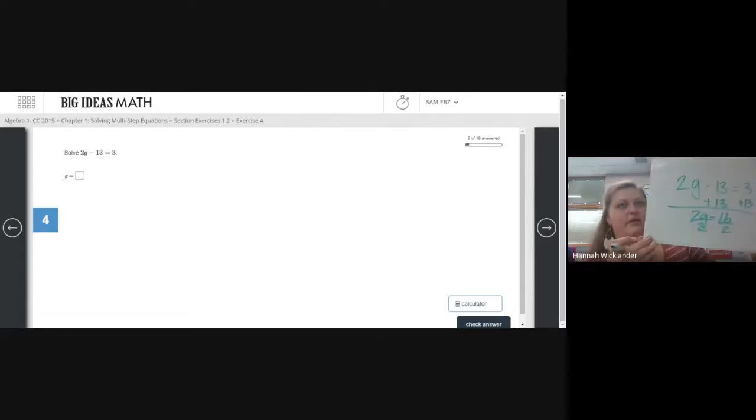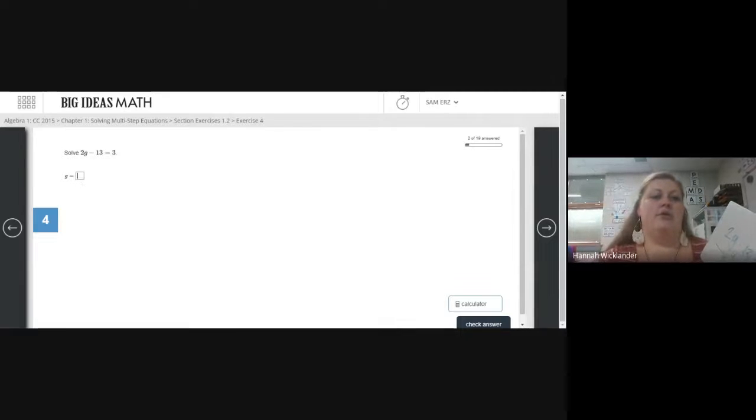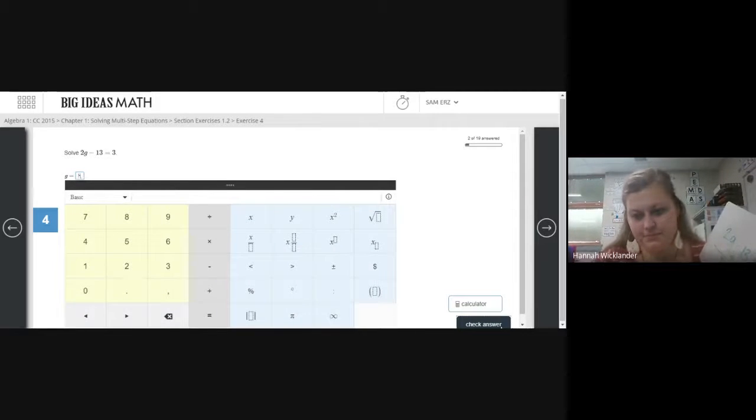What I do to one side of the equation, I must do to the other. G is left on the left. 16 divided by 2 is 8. So those are kind of those problems.